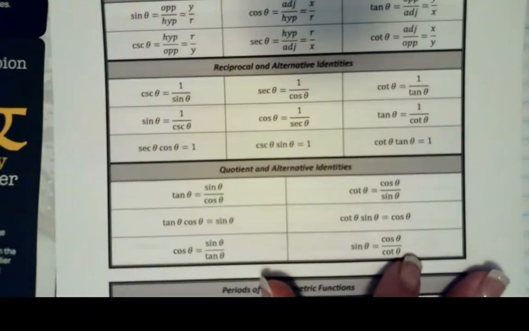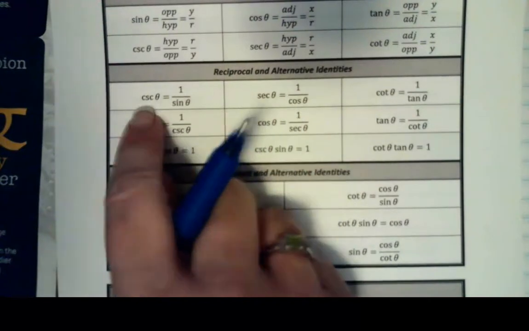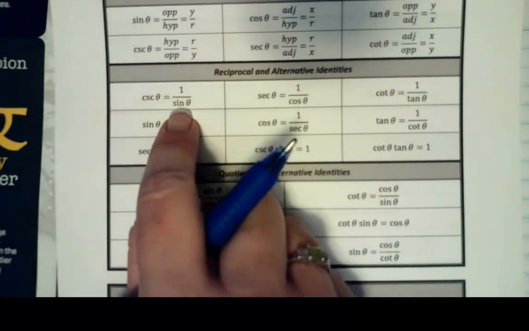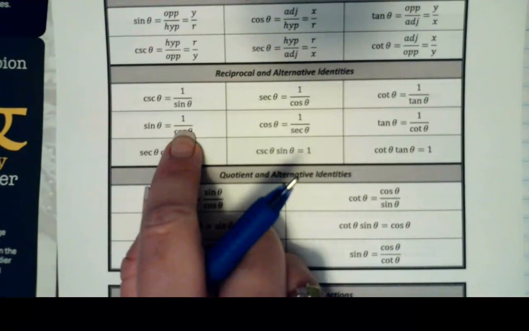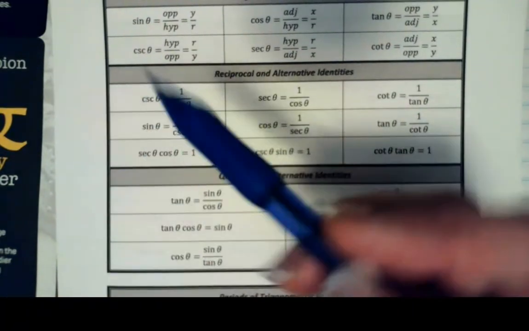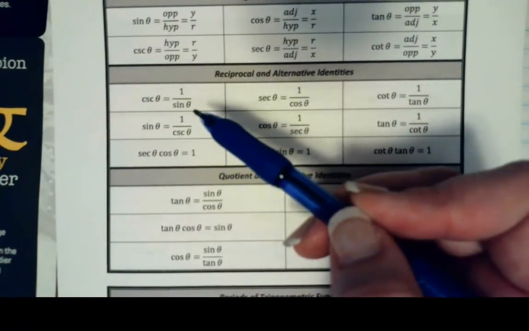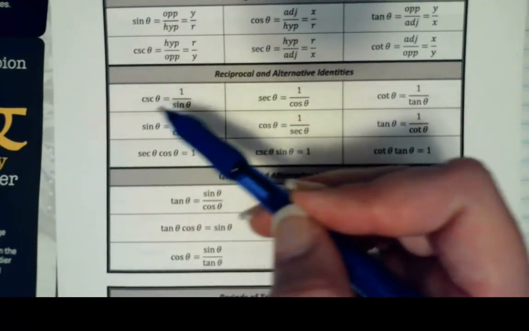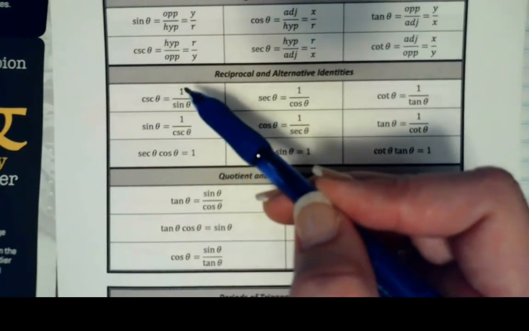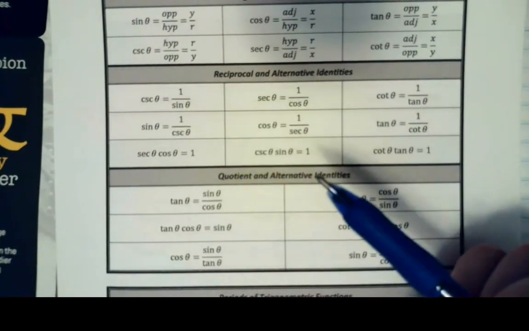So what does this mean? This is just a way to remember that if I've got cosecant and sine, they're reciprocals of one another. So sine and cosecant are reciprocals of each other. Because they are reciprocals, I can generate cosecant by taking 1 divided by sine.